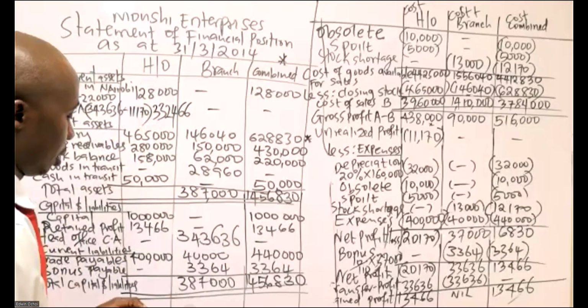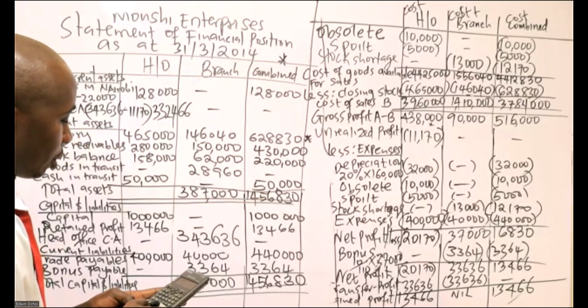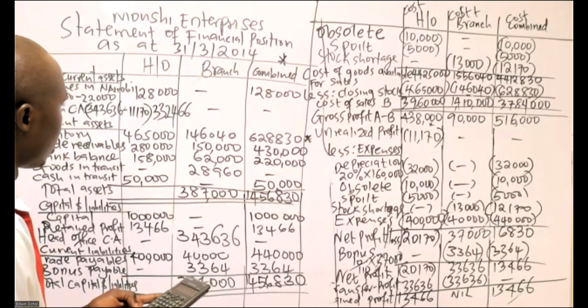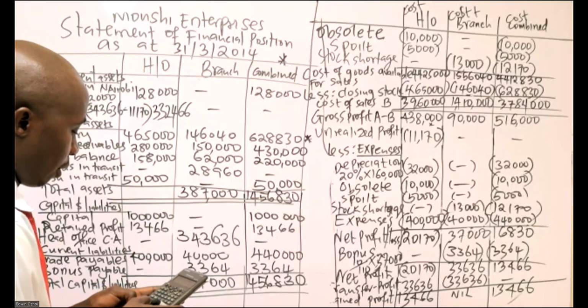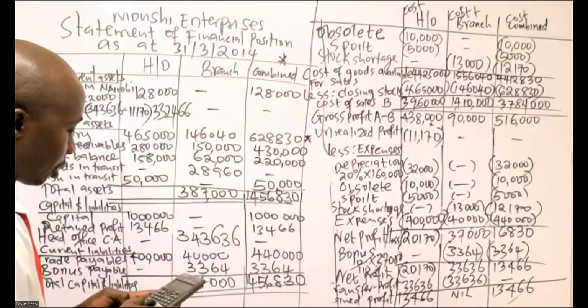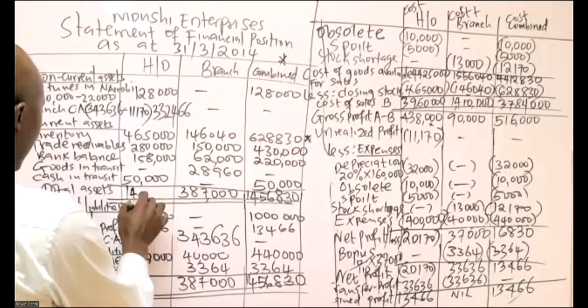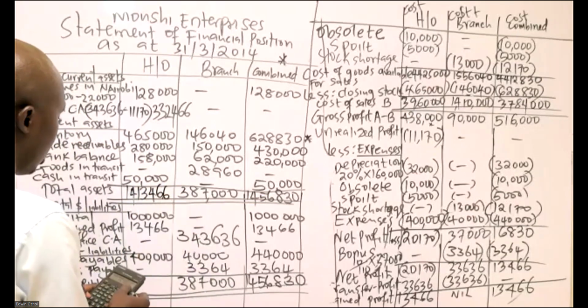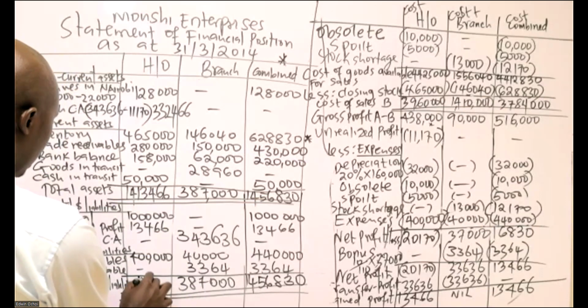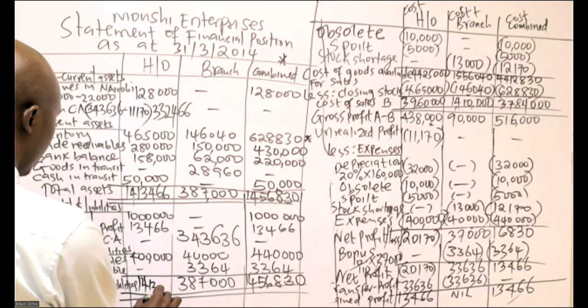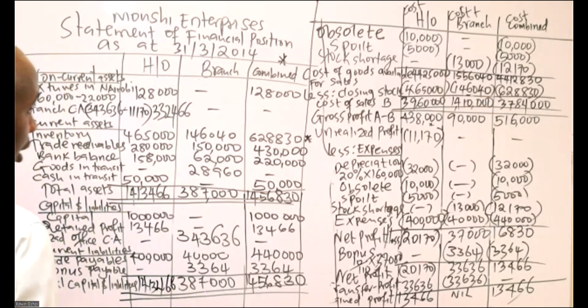So if I add now to balance, I think it will balance. 128,000 plus 332,466, plus 465,000, plus 280,000, plus 158,000, plus 50,000. So I'm getting here 1,413,466. So the same, you can see even it's balancing through the figures provided there. It's a clear indication that it will balance. So yes, it's okay. So it's balancing. Very satisfactory. And this is obviously the happiest moment for any accountant.